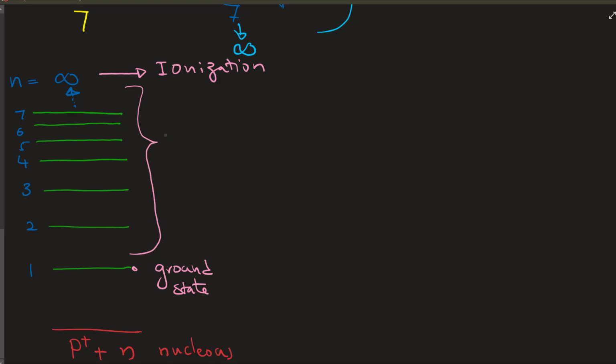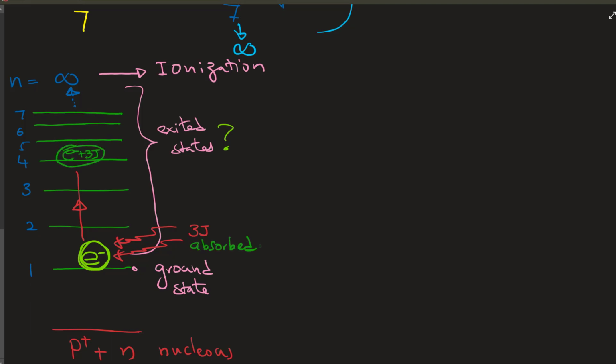Now, when the electron is sitting at the bottom, it's called the ground state. And this one is for the hydrogen atom. Anything in between, anything off of the ground state, is called the excited state. Now, in the ground state, if you zap this electron with some energy, some light, let's say 3 joules, it will jump up somewhere. Let's say it lands exactly on the 4th level. It absorbed 3 joules and jumped up to the 4th level.